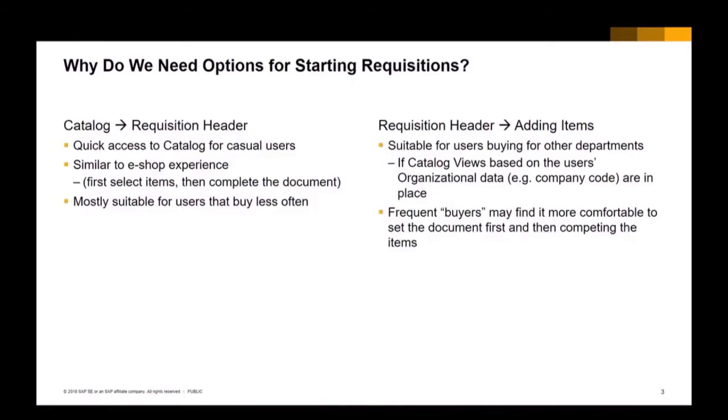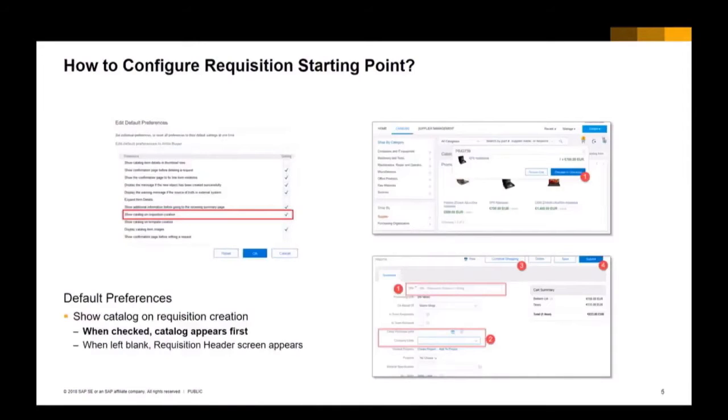There are also some other limitations which might be part of your configuration, for example, catalog views that are based on the user's organizational data. Frequent buyers might find it more comfortable to set the document properties as the first step and then complete the items. At the end, both options try to contribute to a better user experience in using Ariba buying applications. So how to configure the requisition starting point?